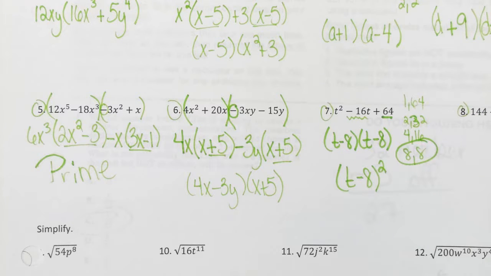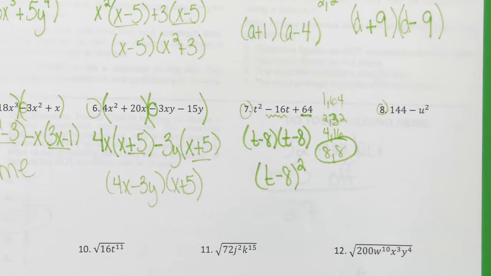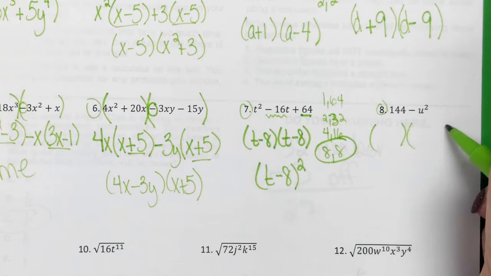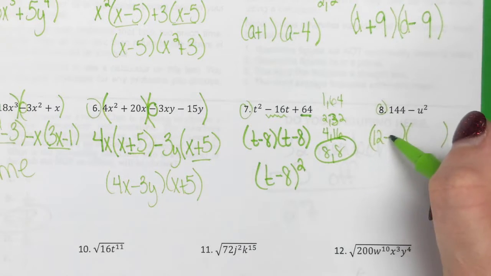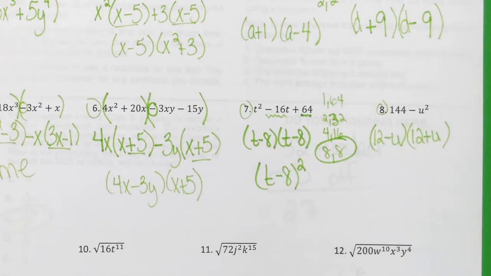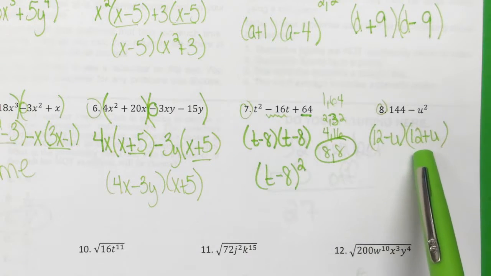All right, let's look at number 8. Last one. Square root of 144 is 12. It'd be 12 minus u, and 12 plus u. Why does it matter the order? One of them it matters, one of them it does not matter. Because of the commutative property. Very good. Addition is commutative, right?